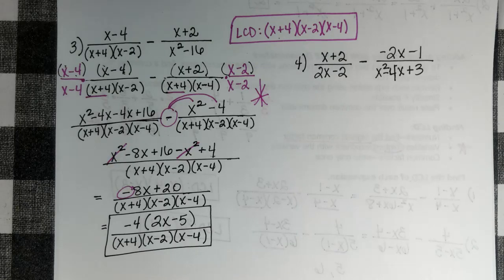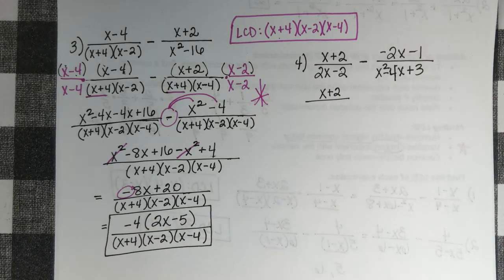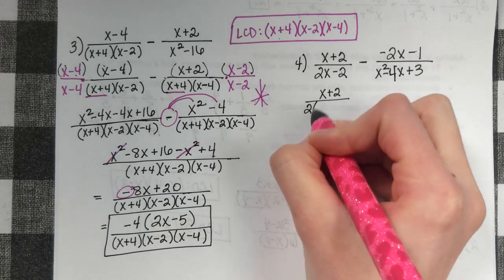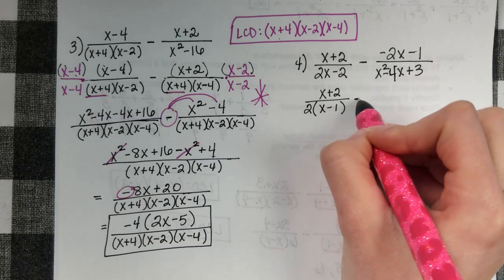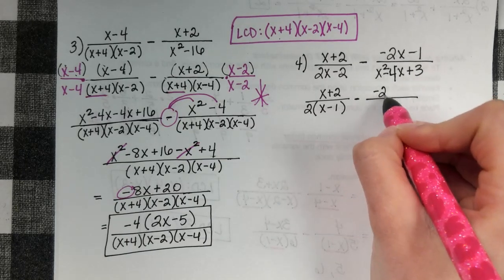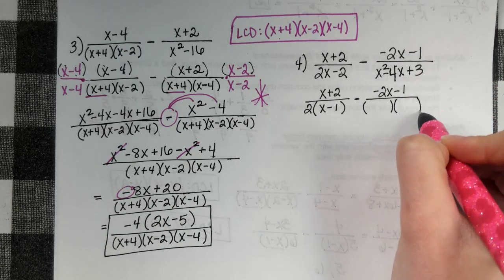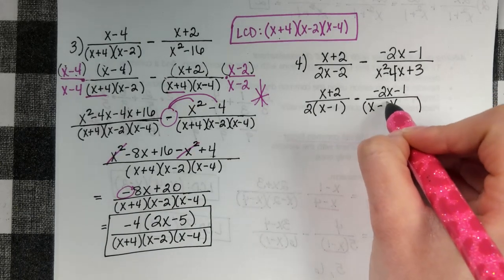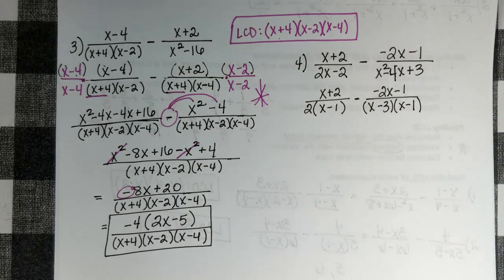Factor the denominators. Okay. So some people miss that first denominator can be factored. It's not a trinomial, but I can factor what? A 2. I can factor that GCF out, and that leaves me with x minus 1. Minus, I have my negative 2x minus 1. What does that denominator become? x minus 3, x minus 1. They're both negative. x minus 3, x minus 1.